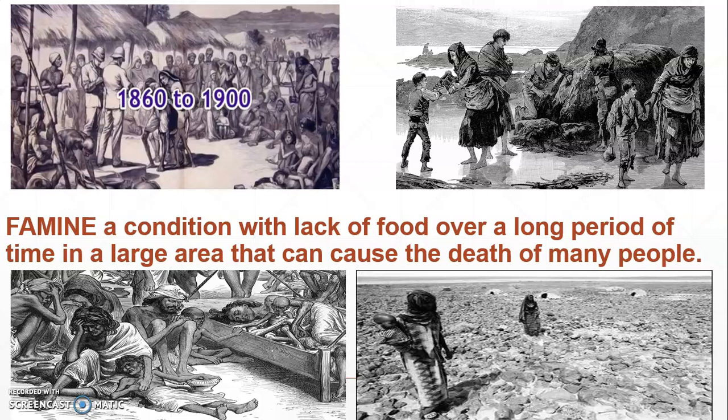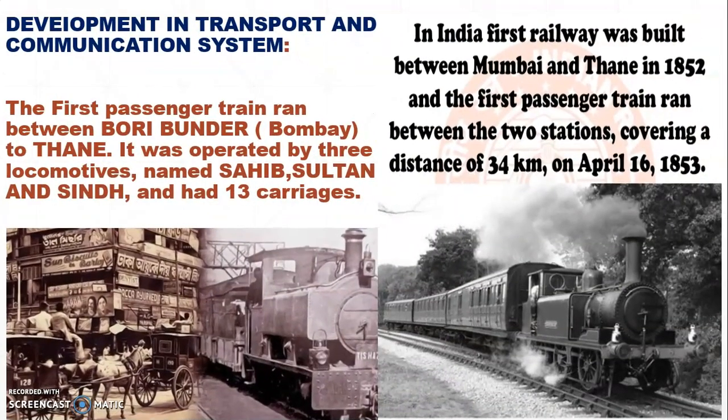Now, while all these conditions were prevailing, on one side there were these disadvantages due to the British company, and on the other side the British company also came up with some new ideas and new developments. So now we are going to study how the British government helped in the upcoming of Indian society, and how it helped in the development of industries, transport, communication, and cultural and traditional life. Okay, so development in the transport and communication system.